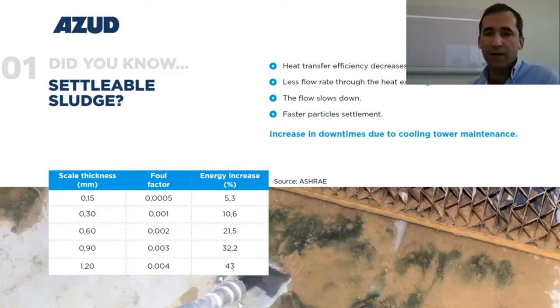So you will have heat transfer efficiency problems. You will have a lower flow rate through the heat exchange surfaces. As the flow slows down, it is more likely that particles will decant and settle in the circuit, in pipes, and on different surfaces of the system. The faster the flow slows down, the faster particles will settle.